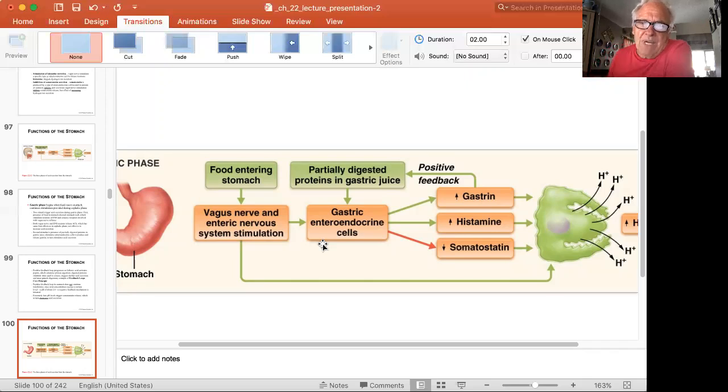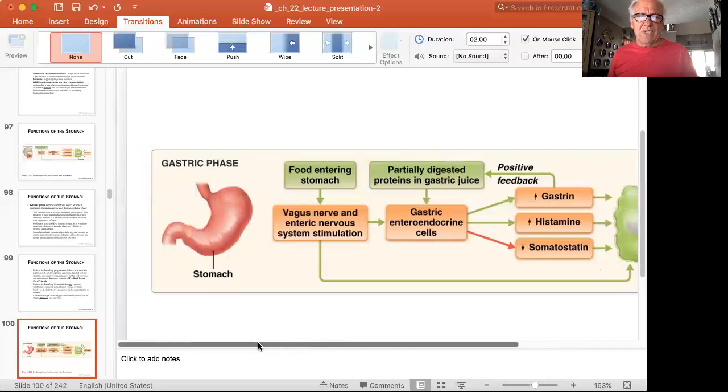Okay, now there's a positive feedback here, and the more partially digested food there is in the stomach, the more gastrin is going to be produced. This is going to be part of those enteroendocrine cells in response to this partially digested food. Because if there's partially digested protein, we want to continue to digest it. That is what they call the gastric phase.